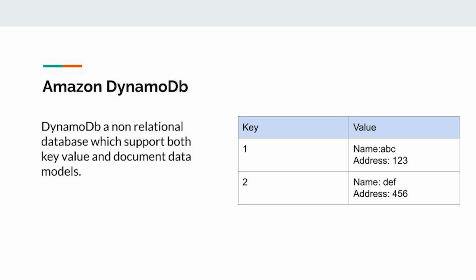Next topic, Amazon DynamoDB. DynamoDB, a managed non-relational database which supports both key value and document data models. It stores data as a collection of key value pairs, in which a key serves as a unique identifier. Both keys and values can be anything, ranging from simple objects to complex compound objects. It's highly partitionable and allows horizontal scaling.